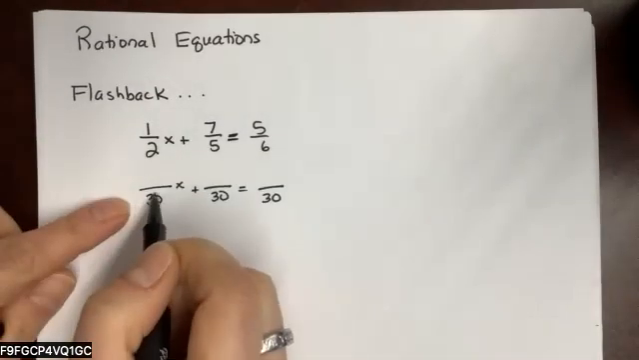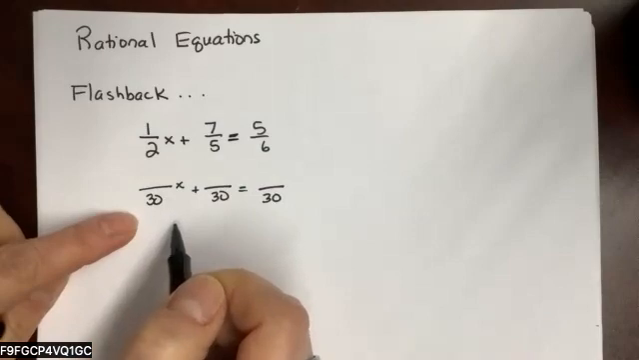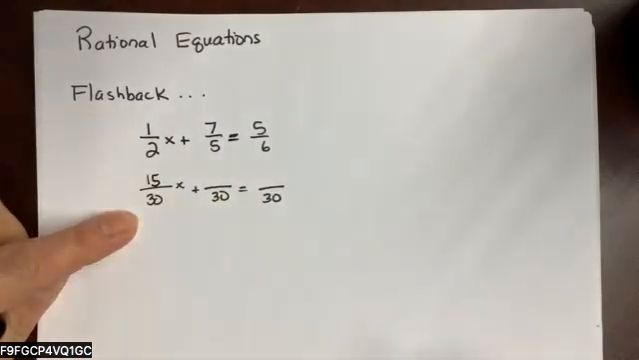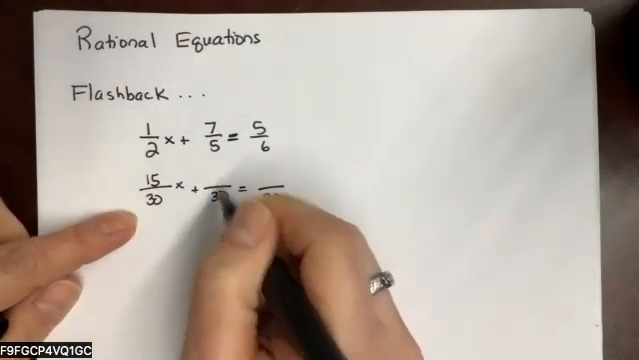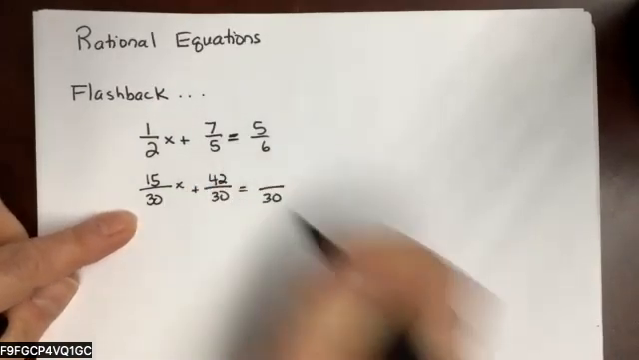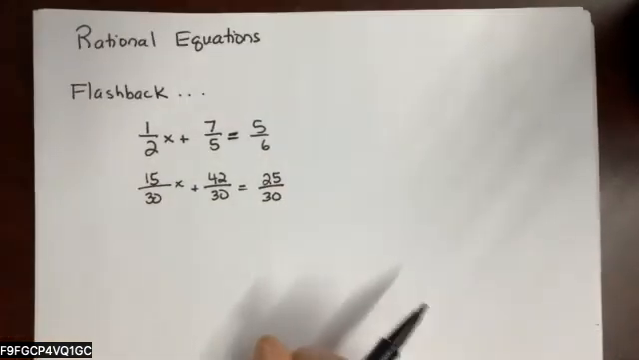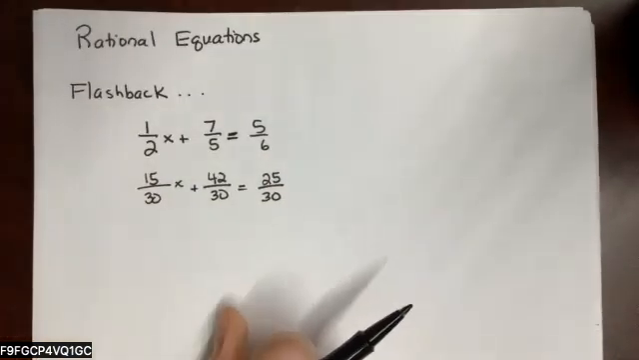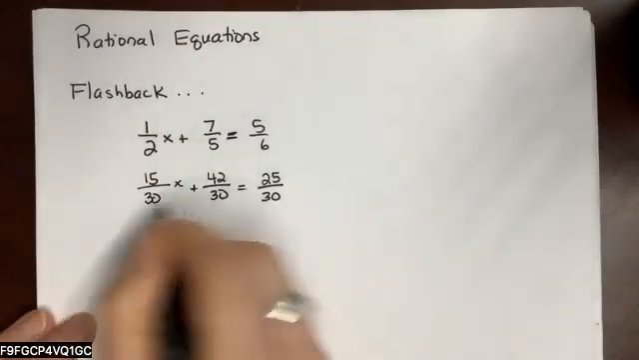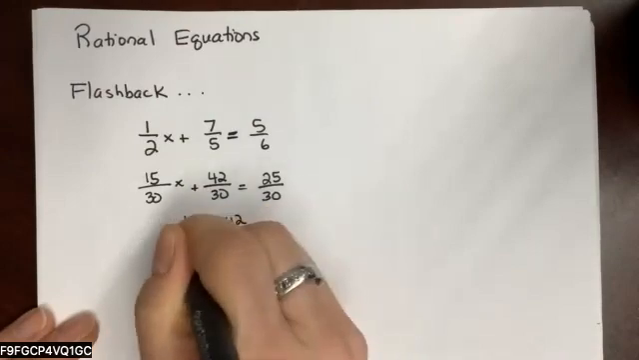So this is still going to be a 1/2 x. It's just going to be its 30th version. 15 of them, in fact. Here, to turn 5 to 30 is times 6. So that's going to be 42 30ths. Here is times 5. So that's 25 30ths. Now that they're out of 30, everybody, I can add these two fractions by adding their numerators.